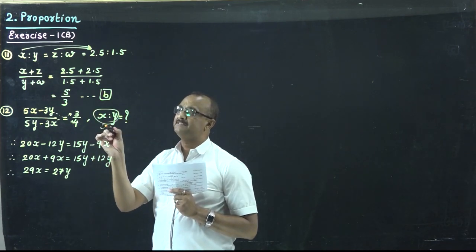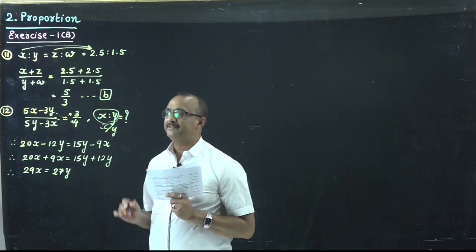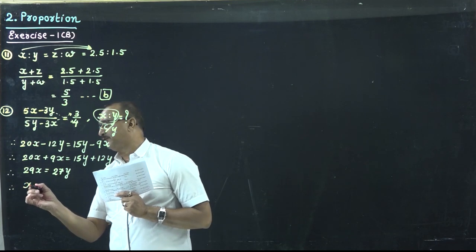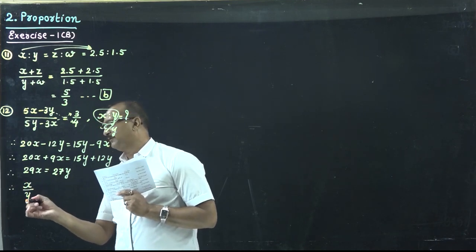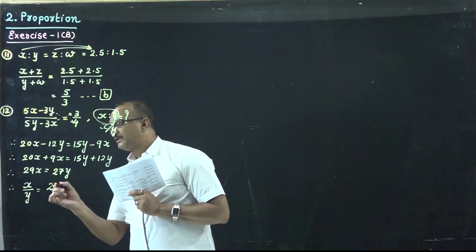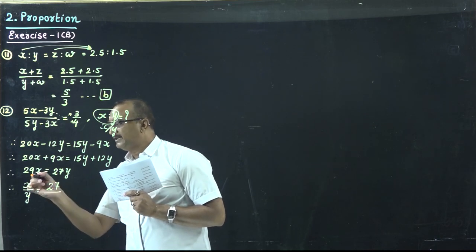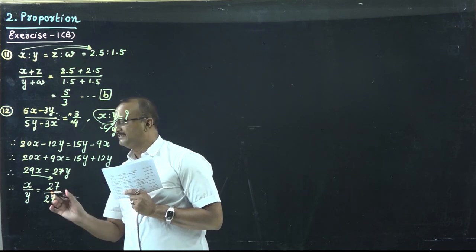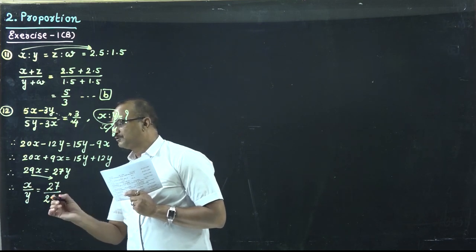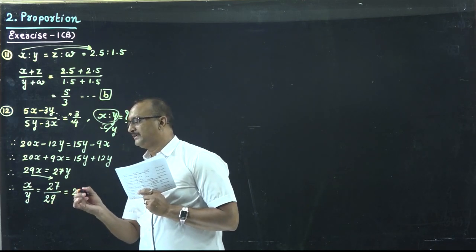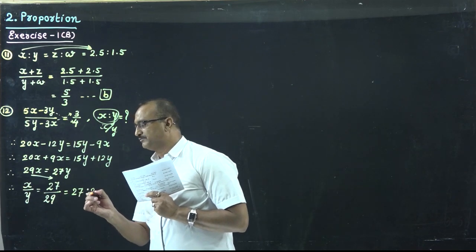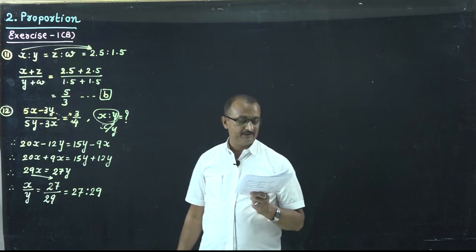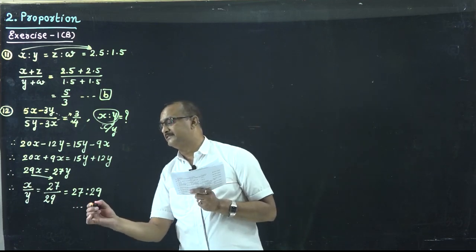Okay, we have to find x is to y. x is to y means x upon y. So moving y to the denominator, x upon y is equal to 27 upon, now moving 29 to the denominator, 29. So x is to y is equal to what? 27 is to 29 and it is seen in option D, none of these.